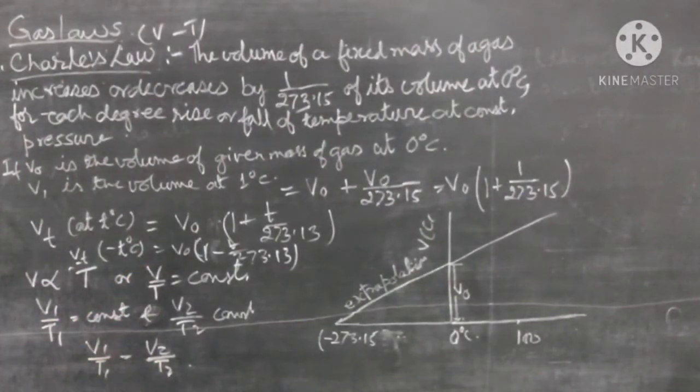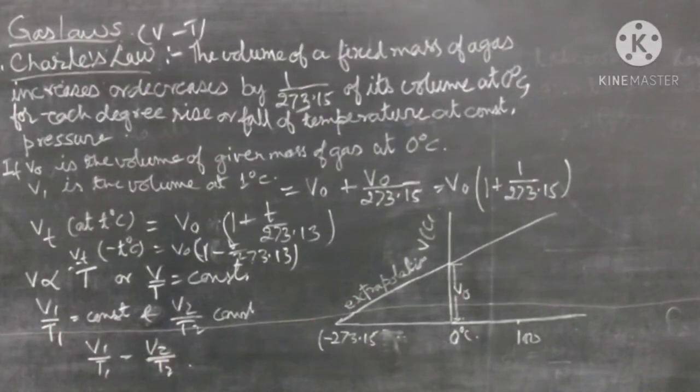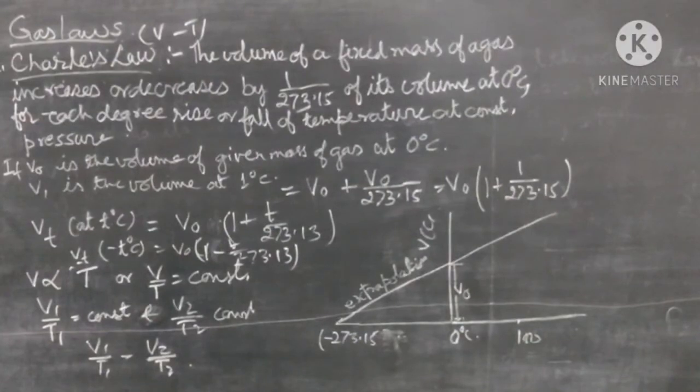We can represent this law on the basis of the absolute scale in this way. The volume of the fixed mass of a gas at constant pressure is directly proportional to the temperature on Kelvin scale. Because on Kelvin scale at 0 Kelvin, the volume of the gas will be taken as 0, or there is no existence of the gases. So I am repeating, the volume of the fixed mass of a gas at constant pressure is directly proportional to the temperature on Kelvin scale.